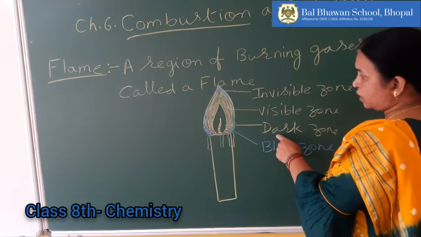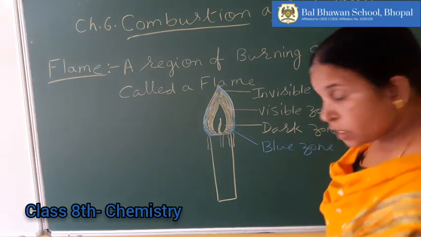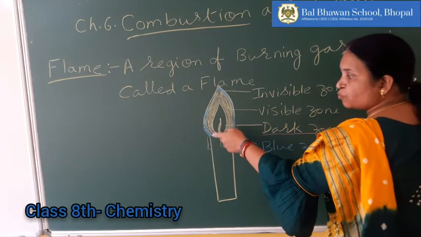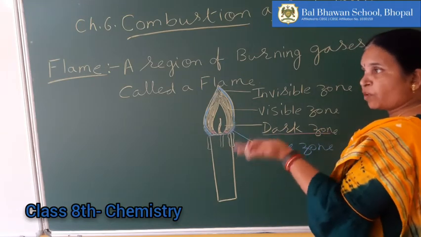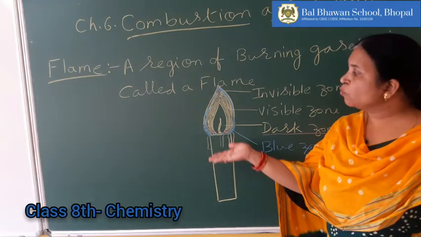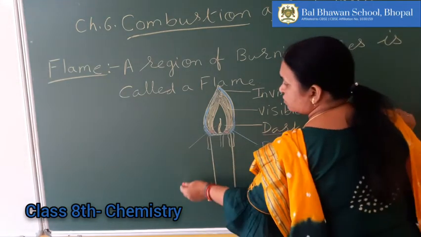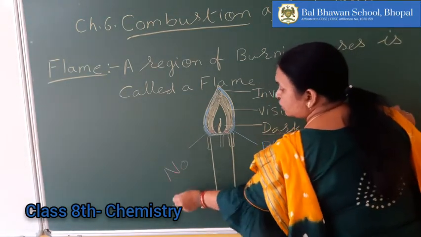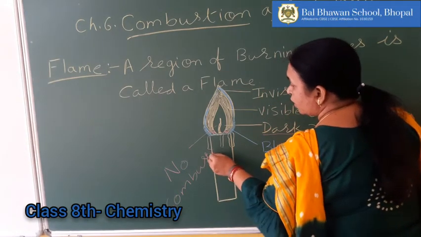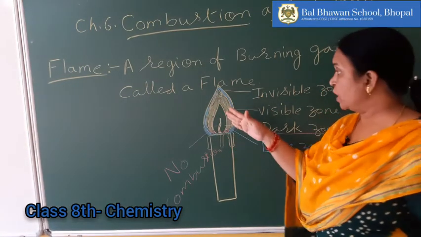First, the innermost zone is the dark zone. In this dark zone, as the wax is melting continuously and vaporizing, due to the heat it will move to the next region. So there will be no combustion in this region. You can say this is a cool zone of the flame.